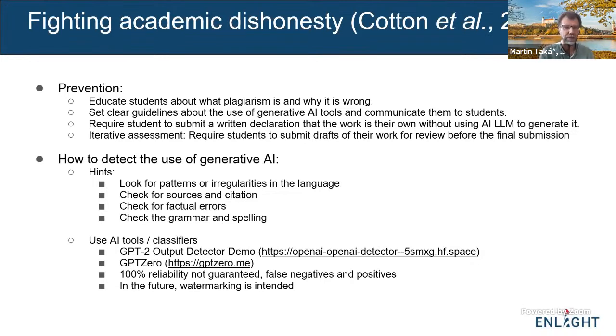As for academic dishonesty, the best way is prevention. So they should educate students about what plagiarism is and why it is wrong. And also they should set clear guidelines on how students are allowed to use generative AI tools.